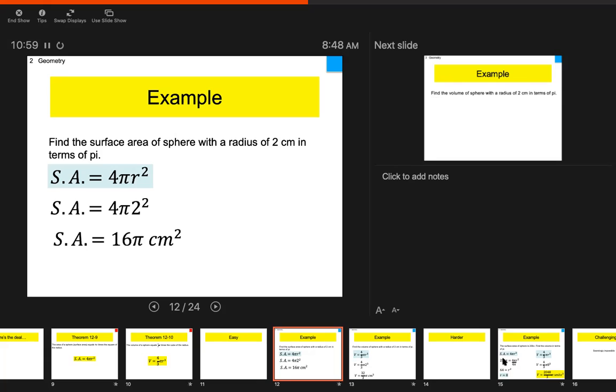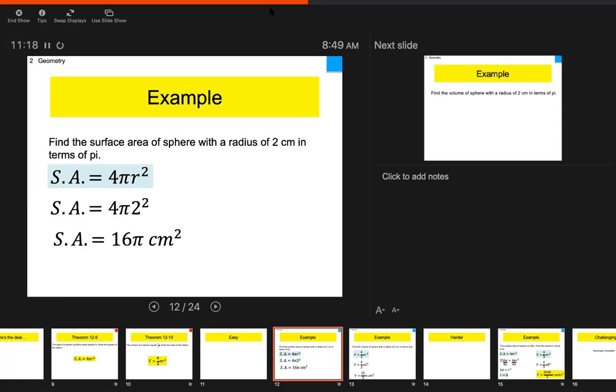All right, questions on the first example, the easy one? Matt, you alive? Barely, but yes. Okay.